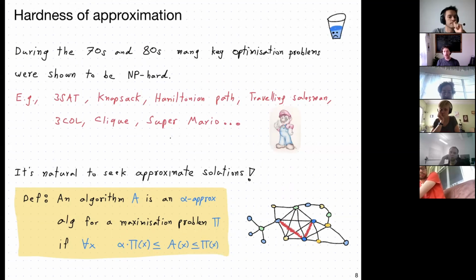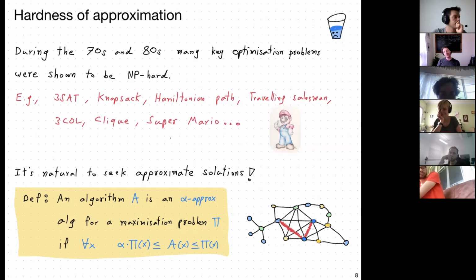Yes, and regarding Super Mario, apparently you can implement a Turing machine by designing this path of Super Mario jumping on mushrooms and stuff. It's an amusing paper to read.